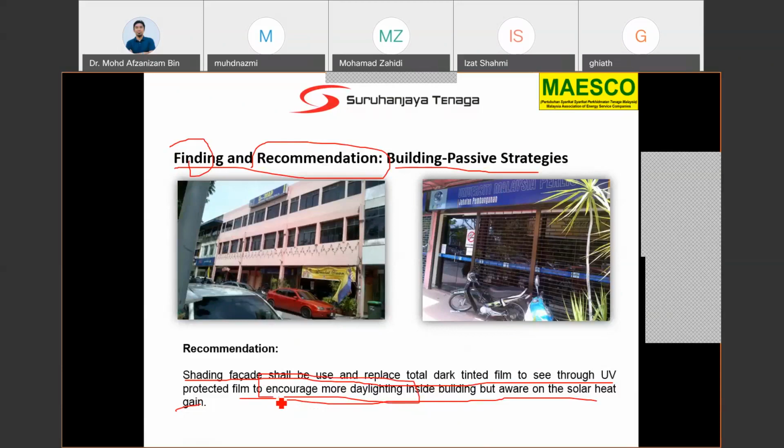Okay, but of course, when you receive all the light from the sun, you mostly get the heat gain from the light, so try to avoid that, to compromise the balance between the light and also the heat.